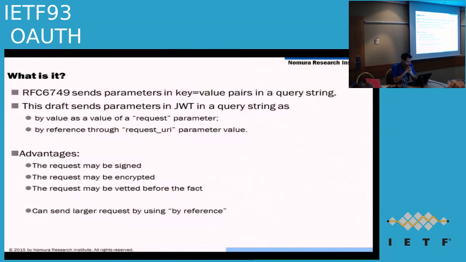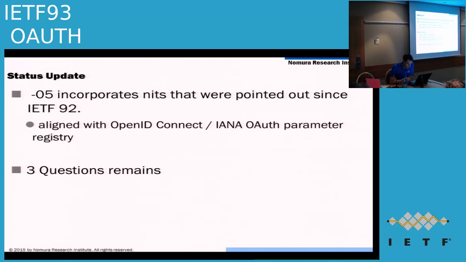Next, please. So the status update: I have uploaded 05, which incorporates needs that were pointed out since IETF 92, especially thanks to Mike Jones, who provided a very good set of comments. It's now aligned with OpenID Connect and the IANA auth parameter registry. But three questions remain. Next, please. One, can we just put all the parameters into the JWT?